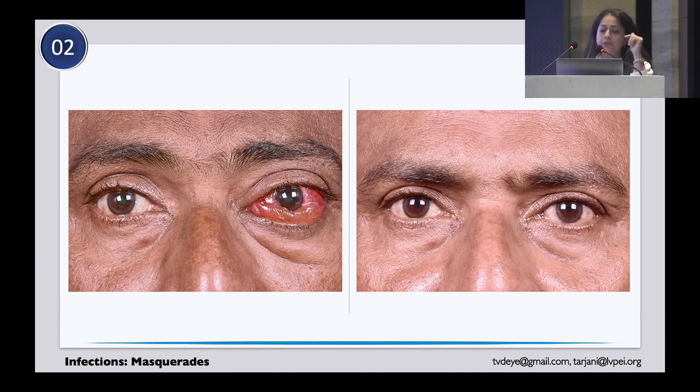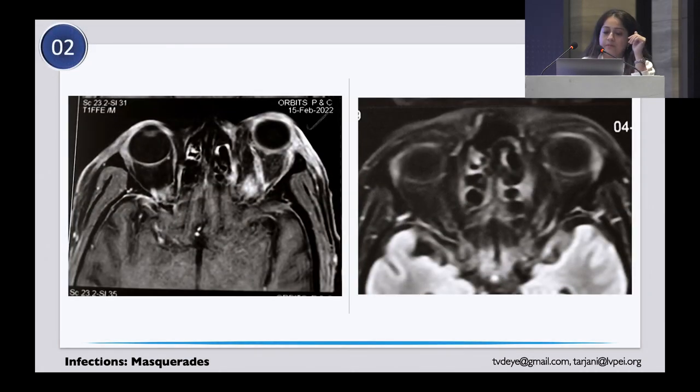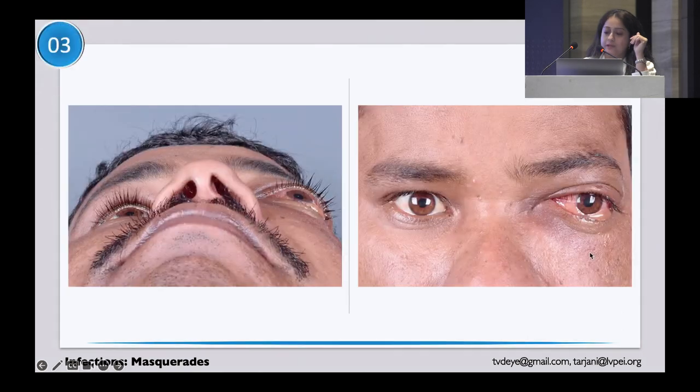And following treatment with aspirin as well as long-term steroids, you can see that the inflammation in the orbit has completely resolved. And this is his image. This is the SOV after the treatment period, where you can see that the thrombus has now completely resolved.